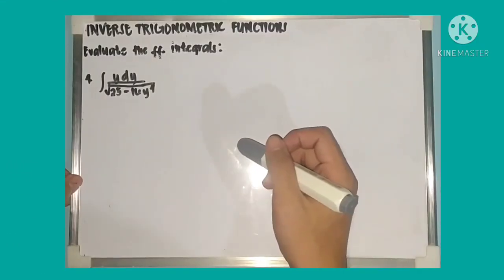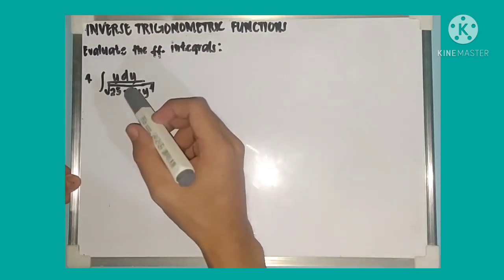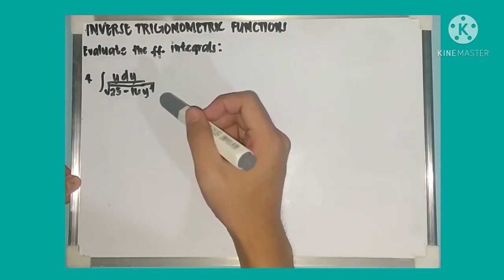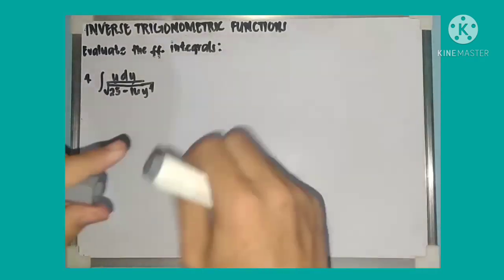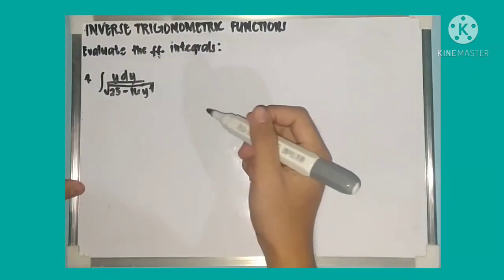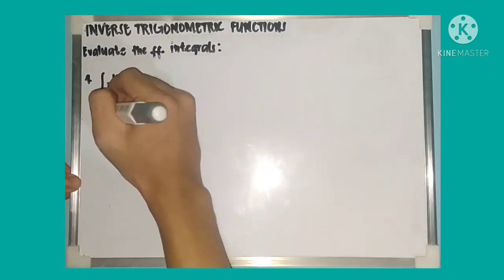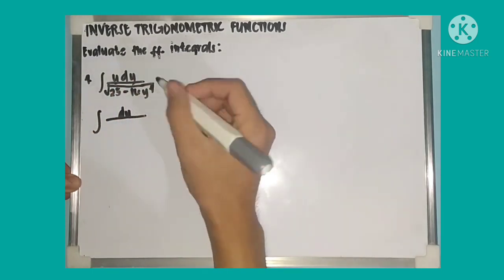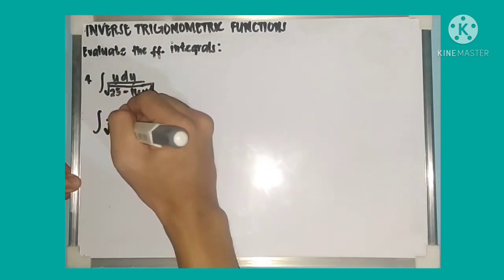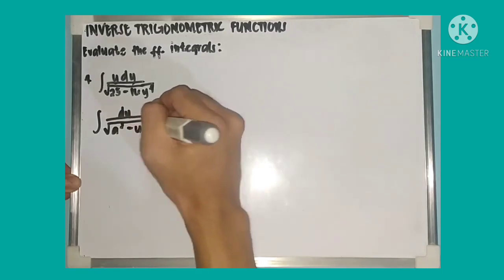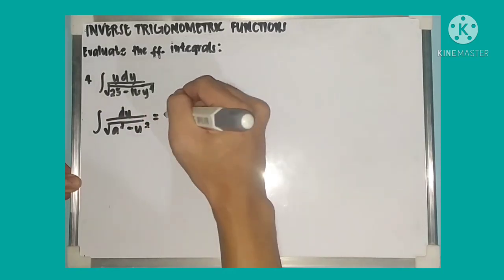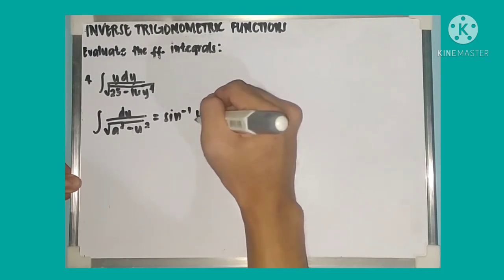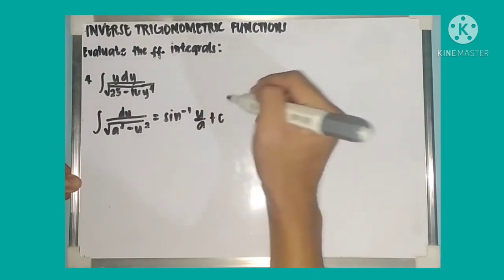So, let's proceed for problem number 4. The integral of y dy all over the square root of 25 minus 16y raised to 4. So, in this problem, gagamit tayo ulit ng arcsine equation, which equals to du all over square root of a squared minus u squared, which equals to arcsine times u over a plus c.